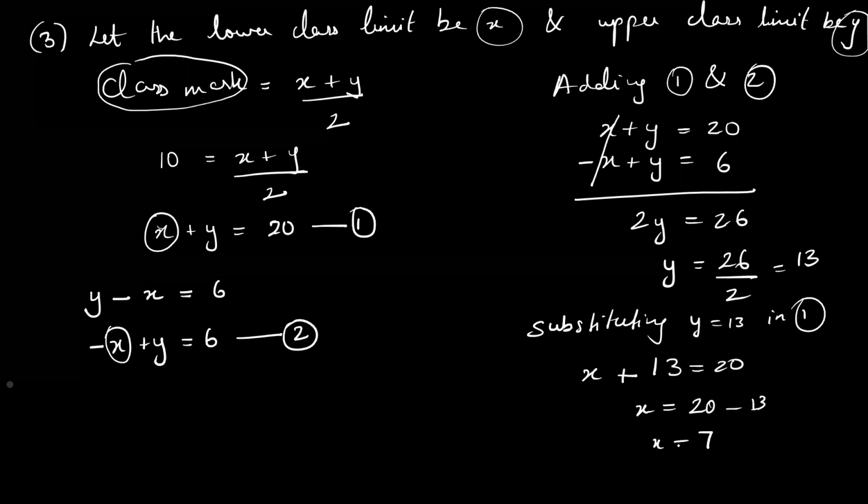So how can I write the class? So the required class is 7 to 13. 7 to 13. This is the class. Correct. You understood? Yes, sir. Can I unmute? Yeah. You can mute yourself.